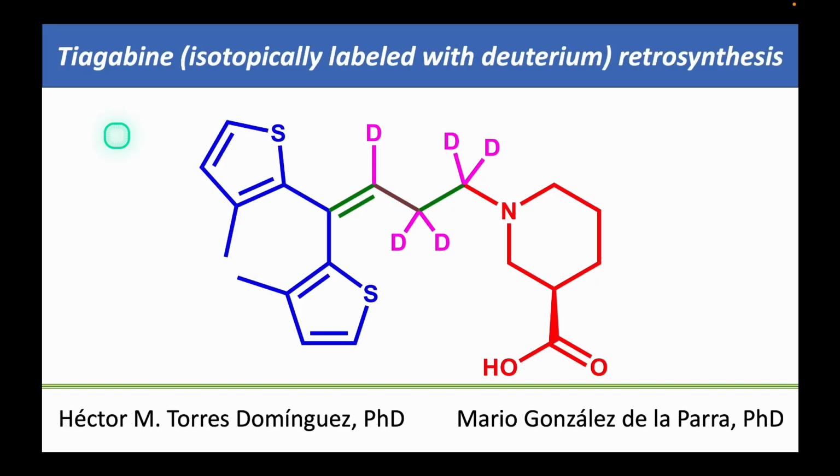Hello! In this video, we present the retrosynthesis of pentadeuterated tiagabine, an isotopologue that can prove useful in the investigation of the pharmacology and metabolism of this drug, and also serve as a reference standard for bioanalytical methods.